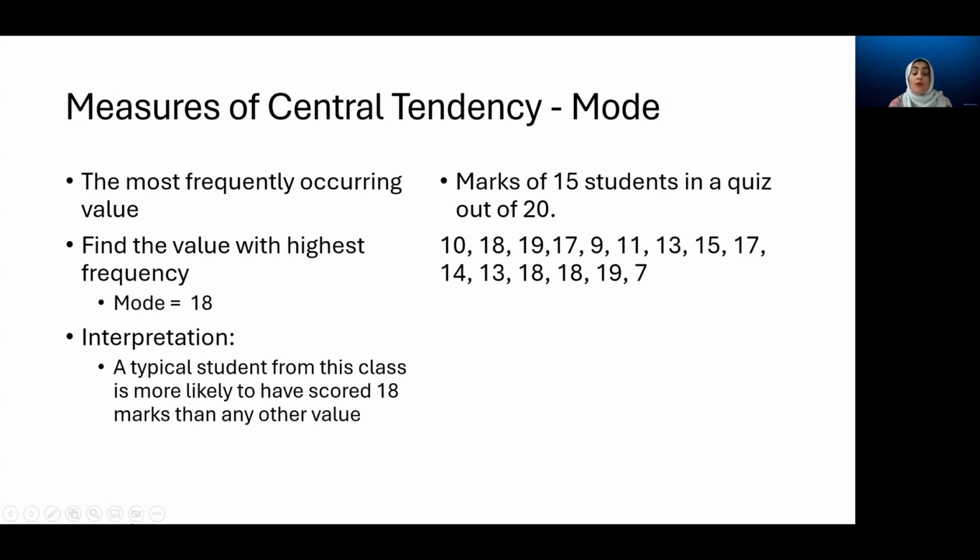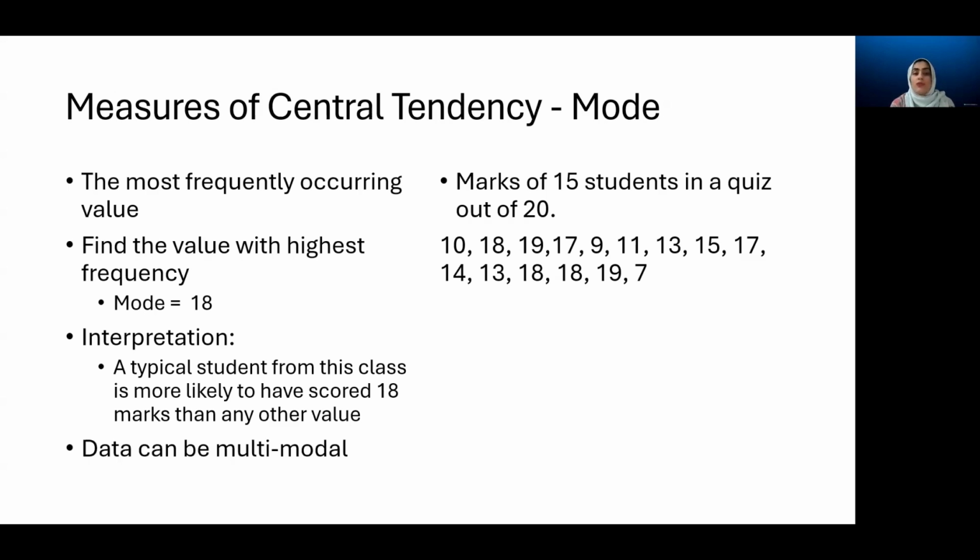Now, the interpretation of this is that a typical student from this class is more likely to have scored 18 marks than any other value, because this is the most frequently occurring, most repeating value. If you randomly pick marks, the probability of getting 18 is highest compared to getting any other value. So this is the interpretation of mode.